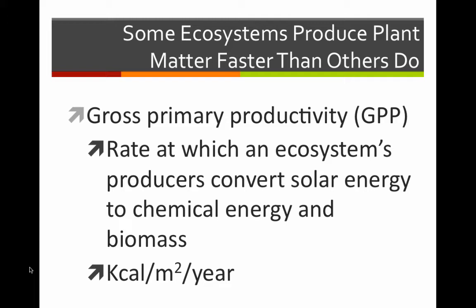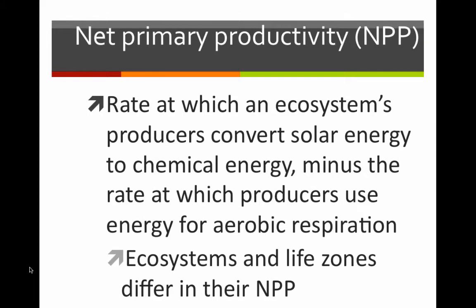Now, plants also have to use some of their energy in the form of cellular respiration because, for example, deciduous trees lose their leaves in the winter. They need to have some energy to keep them alive. And so we take the gross primary productivity and we subtract that energy that they use, and we get our net primary productivity. So what's actually available and out there in the form of energy. And so different ecosystems are going to have different amounts of net primary productivity.